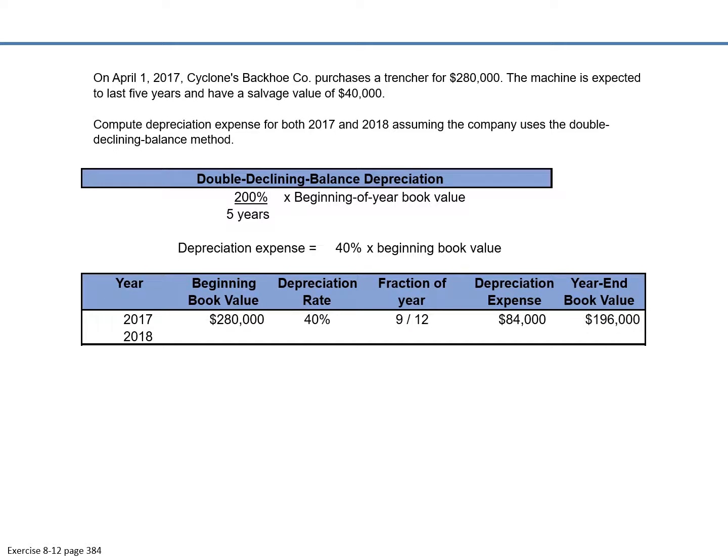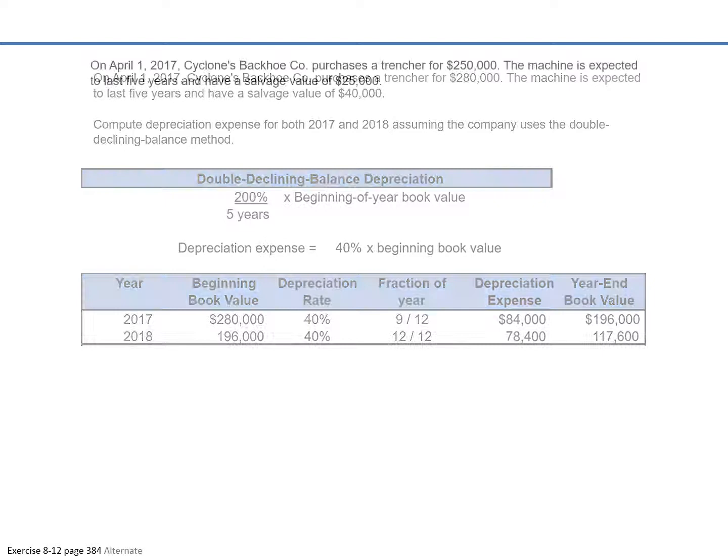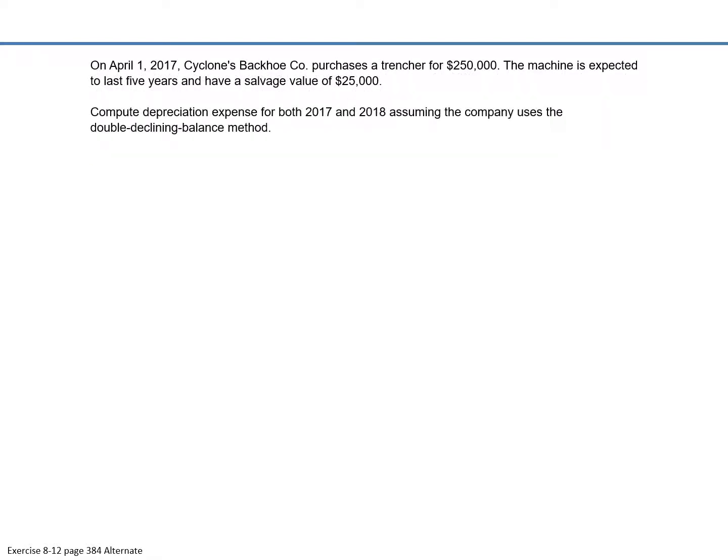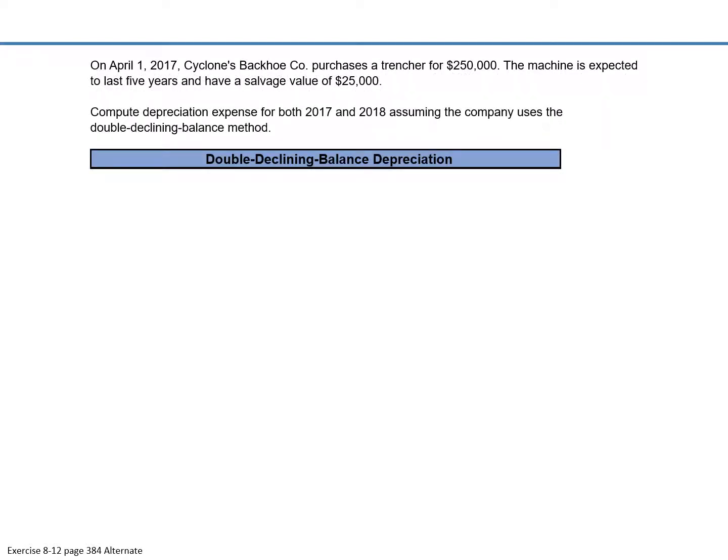Which means our year-end value is 280 minus 84, 196. So in year 2, we have 196,000 times 40% times 12/12, 78,400. Net book value of 117,600. Okay. All right, same problem, different numbers. Why don't you give it a try and then resume the recording when you're done and we can go through the answers.